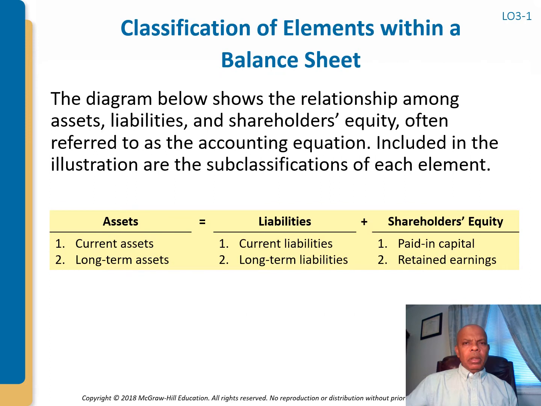Looking at a classification of elements within the balance sheet, we did look at the equation, which is going to repeat here. The assets, the current assets and long-term assets, equal the liabilities, which include the current liabilities and long-term liabilities, plus the shareholders' equity. Again, we already discussed this in a prior chapter. Just repeating ourselves, I'm not going to spend too much time.